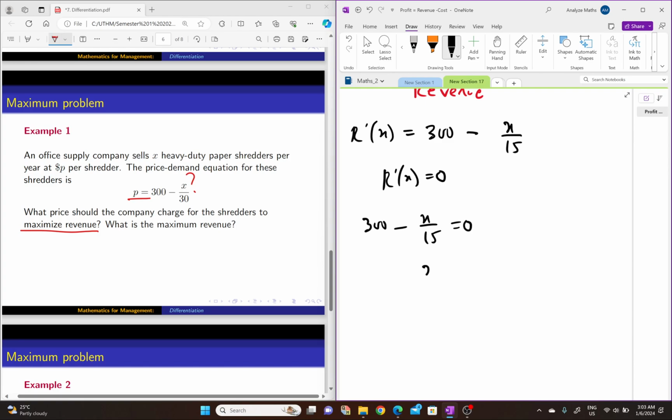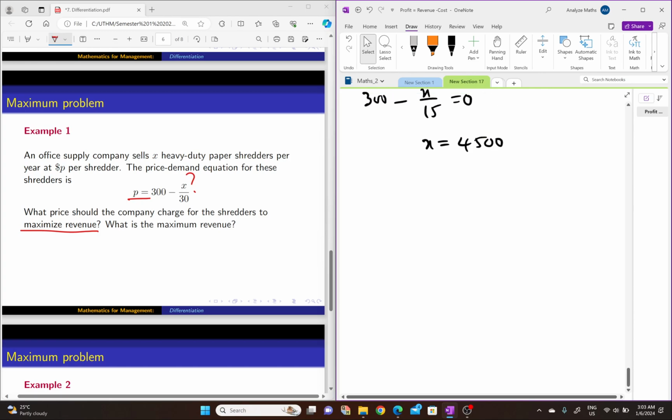And if you solve this, your x will be 4500. So we found the x. Now we have to double check whether this x gives you maximum revenue or not. For us to double check, we do a test called the second derivative test. Don't worry, the second derivative test is very easy.